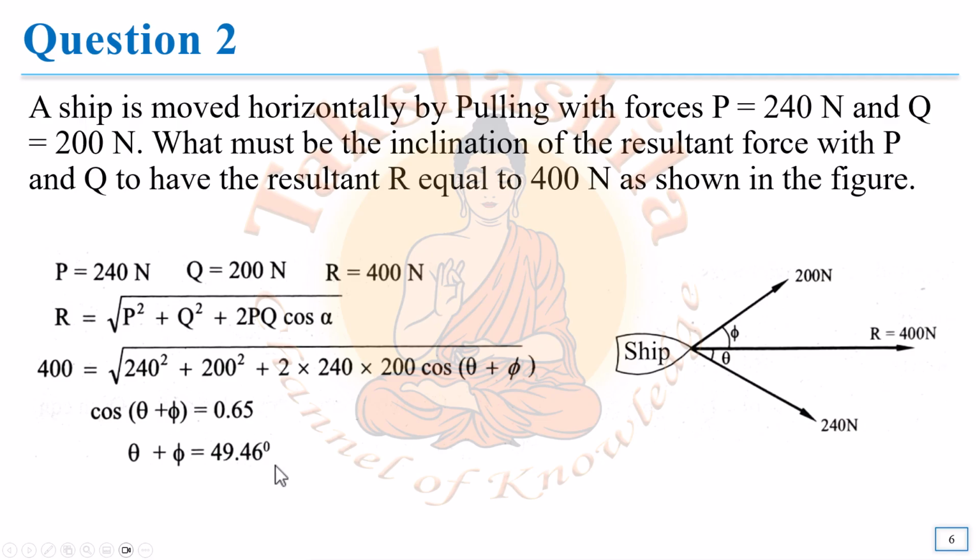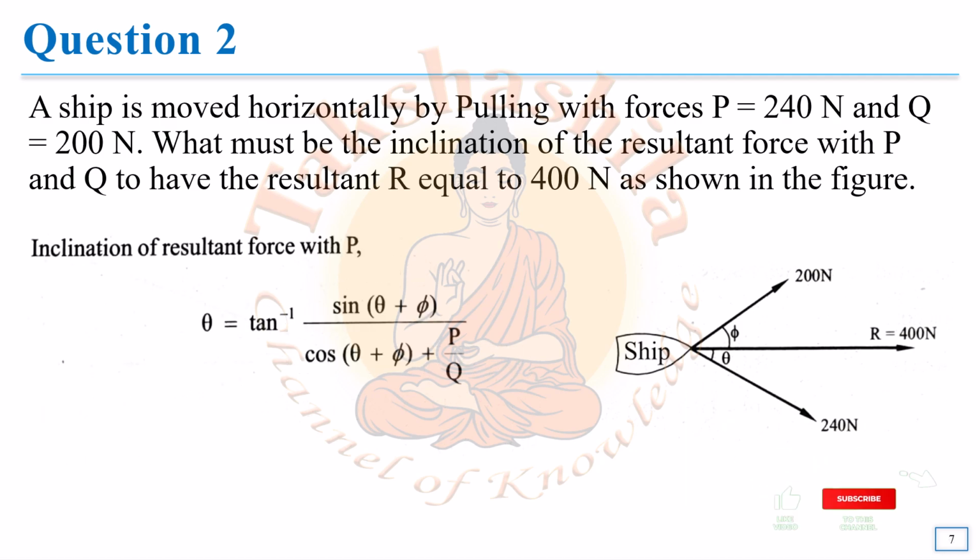But that is not what we are supposed to find out. What we have to find is the inclination of the resultant force, that is this R, with P as well as Q. That means we need the value of phi as well as theta. Now let us find the value of theta and phi. For that, we have to use the equation corresponding to tan theta. We know that tan theta is equal to Q sine alpha divided by P plus Q cos alpha.